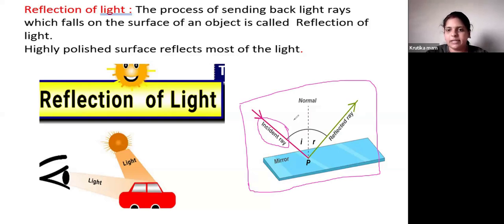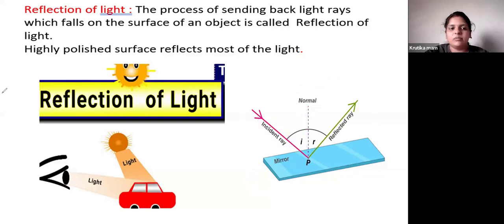That is called as the reflected ray. So the perpendicular dotted line you can see at the center, that is called as the normal drawn. Okay, so let us discuss a few more points regarding the reflection of light.